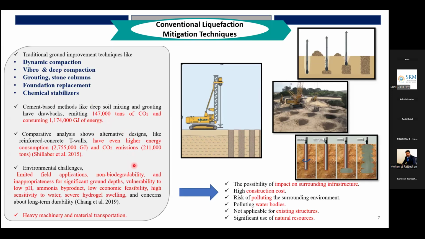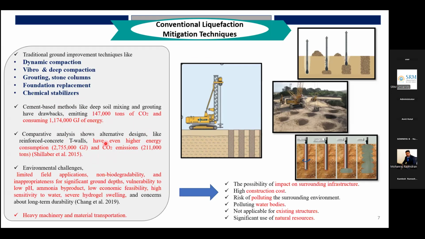Comparative analysis shows that alternative designs like reinforced concrete or T-wall have even higher energy consumption, because these methods, where the improvement methods are the permanent solution for mitigating the weak soil. But going with a permanent solution using cement-based structures, something like reinforced concrete or T-wall, the consumption of energy is much higher and the emission of CO2 is much higher than the improvement method. So these methods are not environmentally friendly or sustainable.